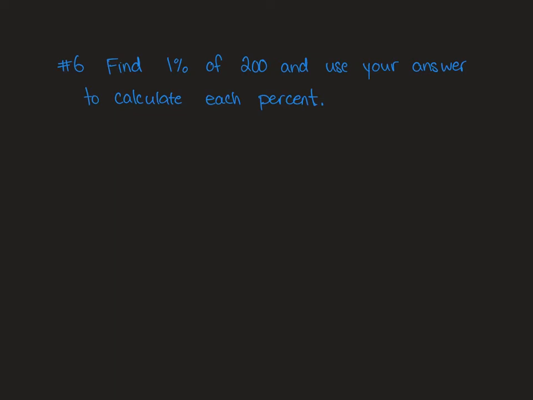Question 6 asks you to find 1% of 200 and use your answer to calculate each percent. So 1% of 200 is the same thing as 0.01 times 200, which means I move the decimal 2 places back, and that gives me 2. Now, knowing this, I can answer questions like 2% of 200 equals blank.